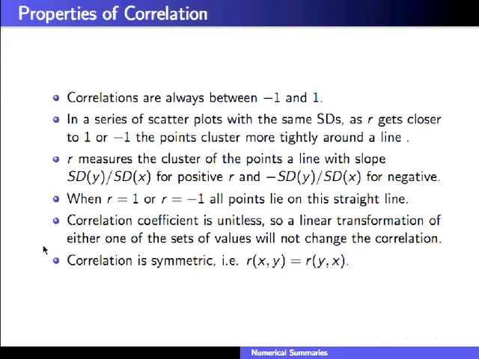Remember, we've converted the x's and the y's to standard units, so the correlation coefficient is unitless. So any kind of linear transformation of our data doesn't change our correlation coefficient. And it's symmetric. If we compute the correlation between mother's heights and father's heights, that's going to be the same as the correlation between father's heights and mother's heights.